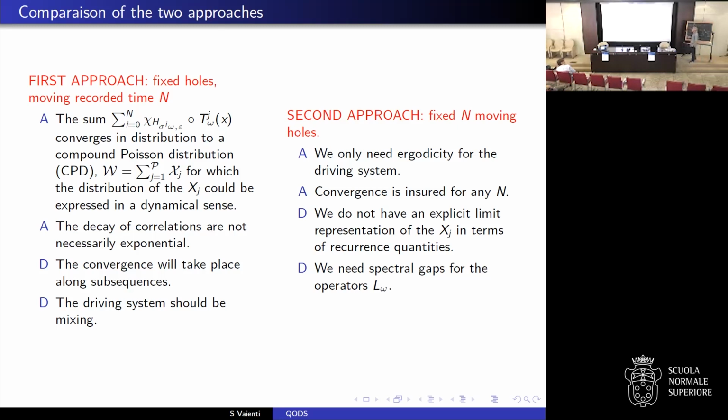In the second approach, which we developed with Cecilia, Gary, and Jason, we only need ergodicity for the driving system. The convergence is given for any epsilon or any n, because here we consider n as a parameter which we send to infinity. Instead, for the moment, we don't have an explicit representation of this object in terms of quantities which can be analyzed explicitly before going to the limit. And also we need the spectral gap for the operator, because we are going to use a spectral technique. So we need the decay of correlation in some sense of exponential type. Okay, these are the differences between the 2 approaches.